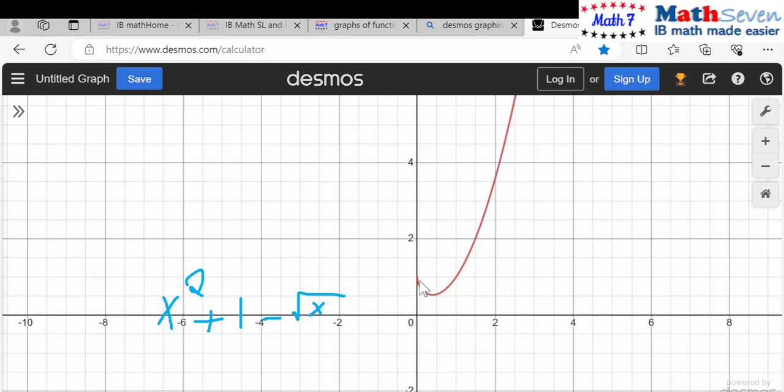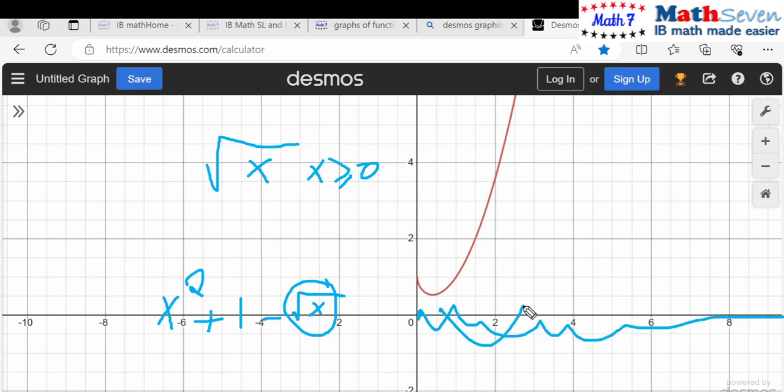Now the reason why we don't have anything to the left here, for example, I don't know if you're familiar, but look, radical x, you can't have values for x less than 0 or negative, because you have imaginary numbers, and imaginary numbers are not included in your SL studies. So the values of x should be greater than or equal to 0. That's why the domain is just here, or the graph is just in the first quadrant.